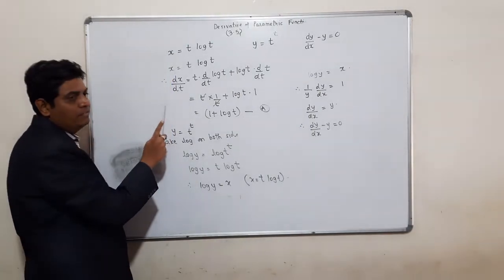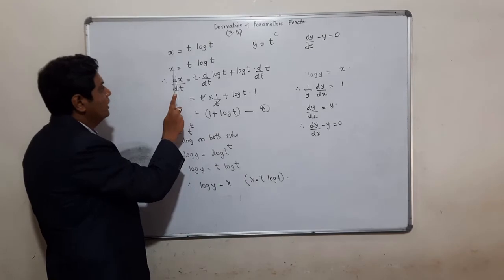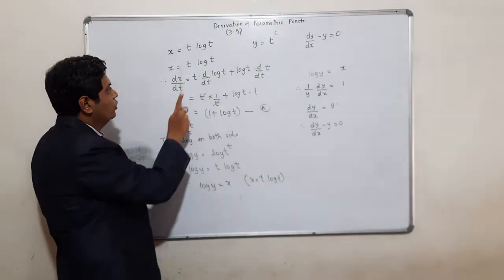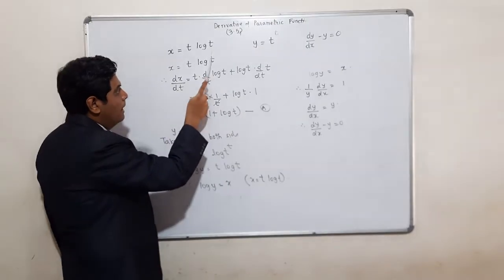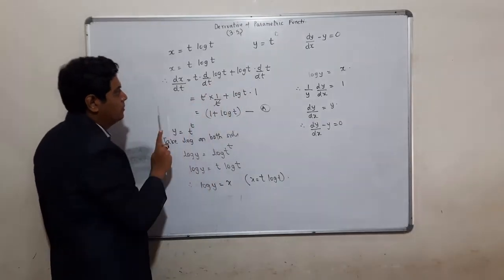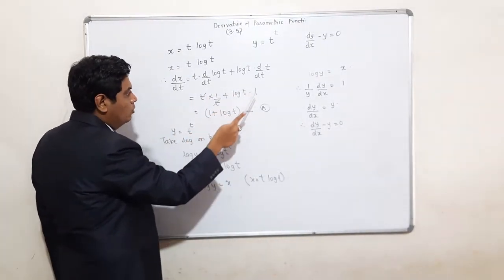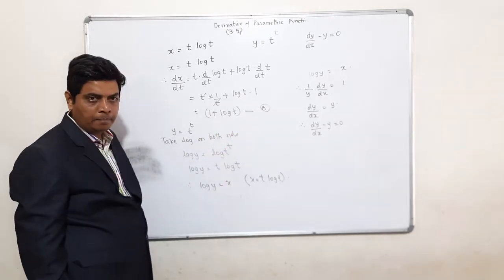Again, I will start with the basic step. We will start with parametric functions. X is equal to t log t. So dx by dt, differentiating with respect to t. Dx by dt is equal to, this is u into v form, so it will be t into derivative of log t plus log t into derivative of t. So t into derivative of log t is 1 upon t, plus log t into 1. This gets cancelled, 1 plus log t. This is your equation A.